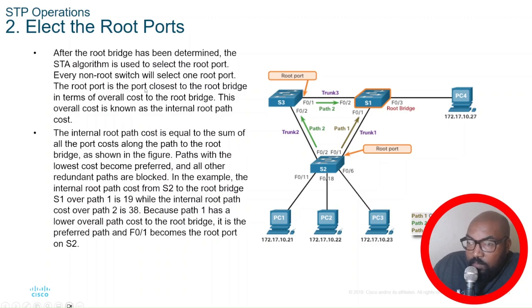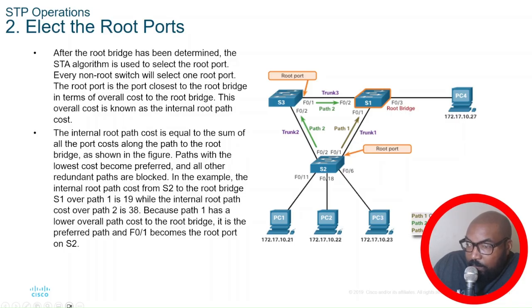Okay, we said root port close to the switch. The overall cost is known as the internal root path cost. The internal root path cost is equal to the sum of all the port costs along the path to the root. Essentially, this is a cost, and it equals a number, and whichever is the lowest is going to be the fastest.